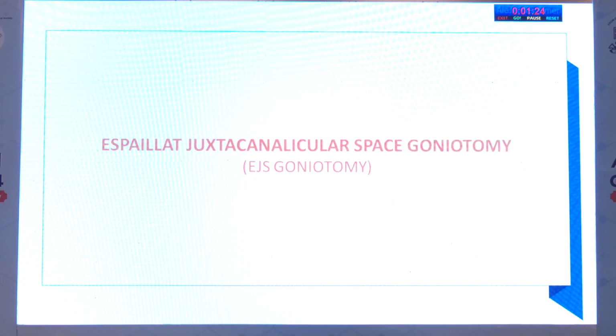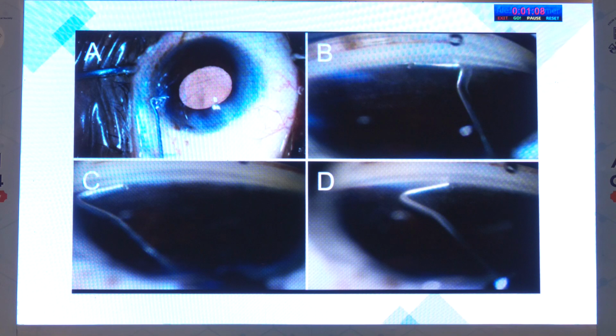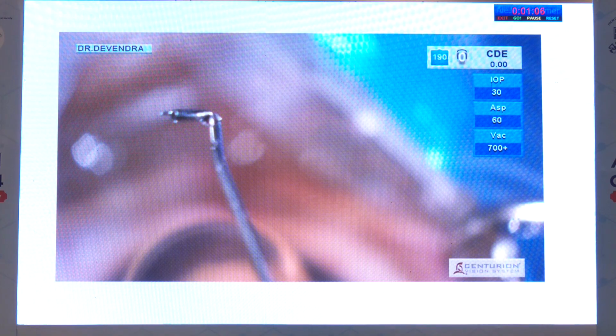Apart from some newer goniotomy procedures, like the Ab interno juxtacanalicular space goniotomy, this specially designed instrument has a tapered end, which is a blunt end. So there's no risk of damaging the ciliary body or scraping the Descemet's membrane, and only a 60-degree nasal goniotomy has to be done. So I'll show the procedure.